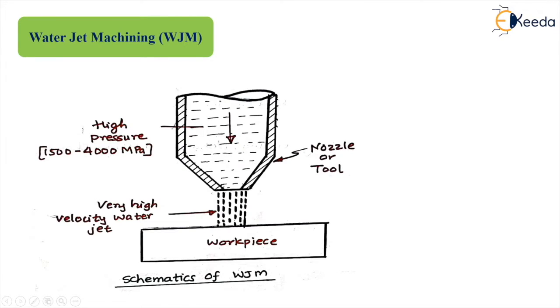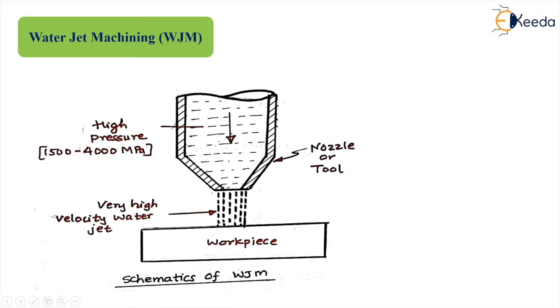So this is the discussion of the abrasive jet machining. Let us start with the next process very near to the AJM, that is water jet machining. So you can see here this is the nozzle, and in this nozzle the high pressure water is flowing. Pressure is very high, around 1500 to 4000 megapascal. Okay, and this is the jet of water.